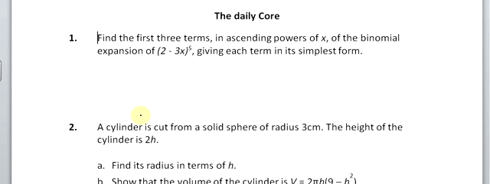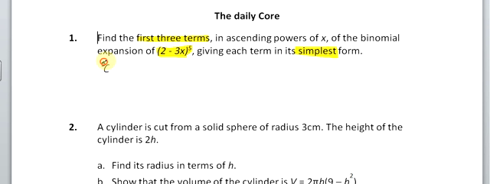Our first problem here is a binomial expansion problem. We're going to find the first three terms of the binomial expansion of (2 minus 3x) to the power of 5, and we're going to simplify it. So off we go. First of all, I'm going to write out the expansion using the binomial coefficient.